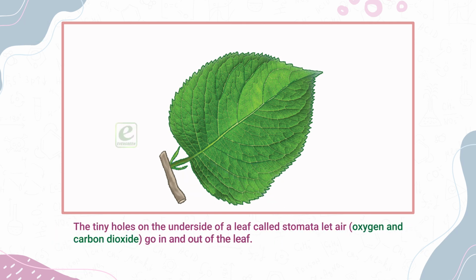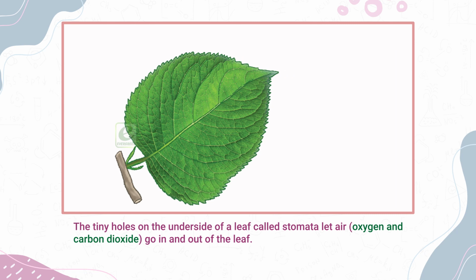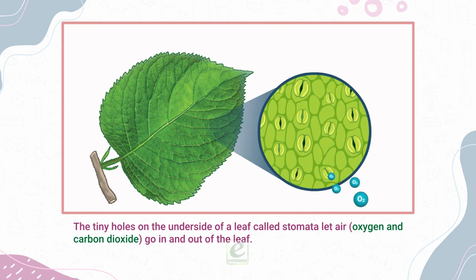The tiny holes on the underside of a leaf called stomata let air, oxygen and carbon dioxide go in and out of the leaf.